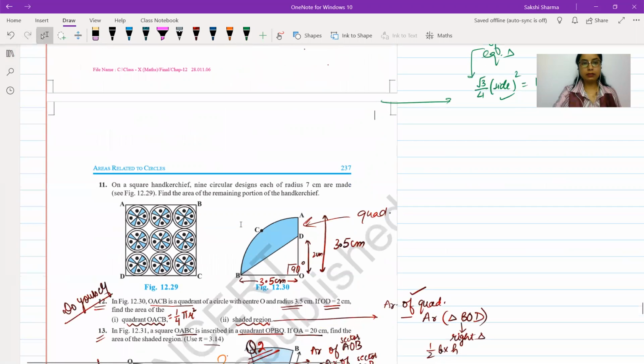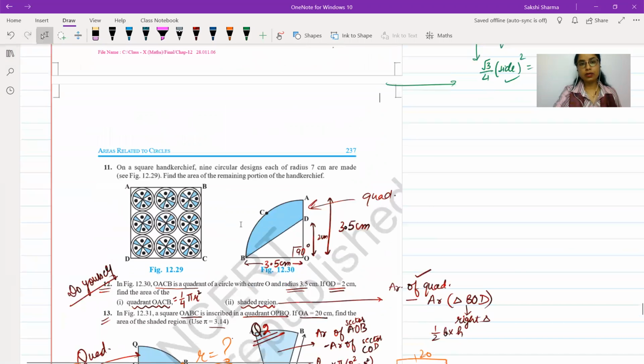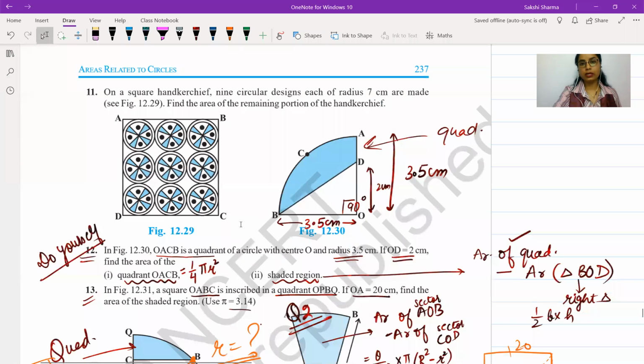Question number 11th. On a square handkerchief, 9 circular designs, each of radius 7 centimeters, are made. So this is the figure given here. The radius for each of these circles inside is 7 centimeters. You have to find out the area of the remaining portion of the handkerchief, the one which is not covered by these circular designs. The one which is completely unshaded, you have to find out that area.